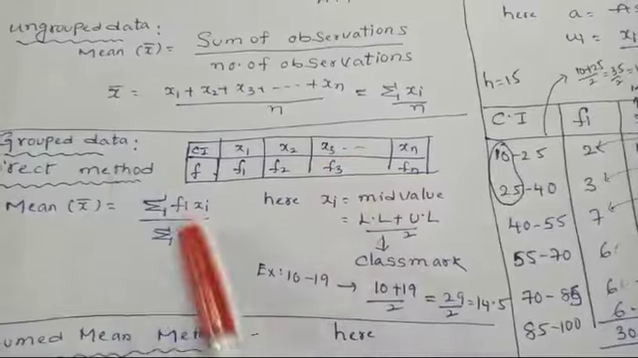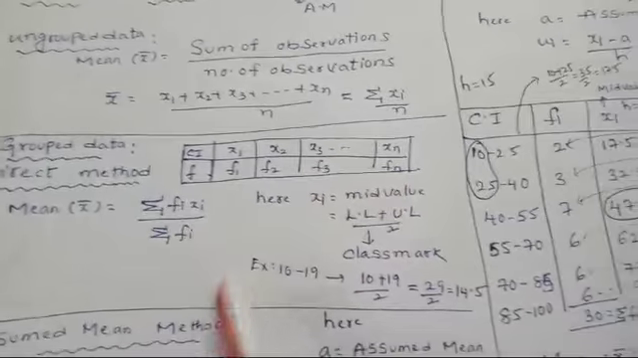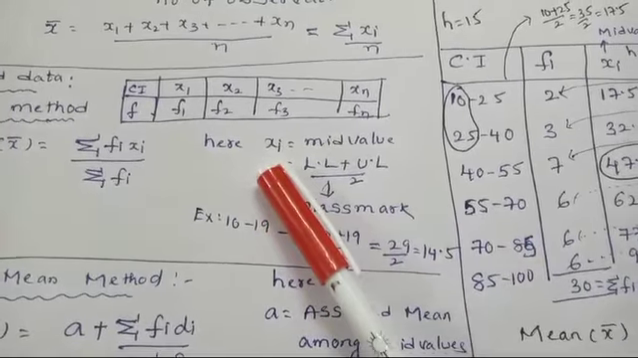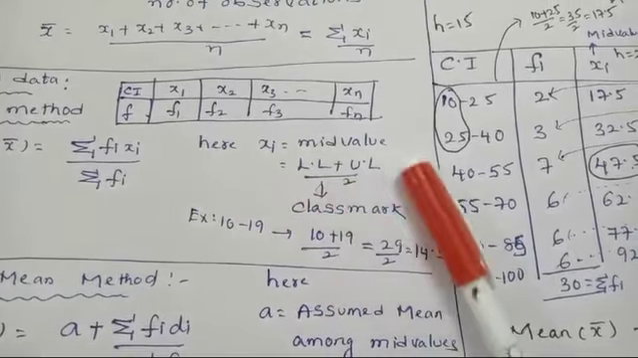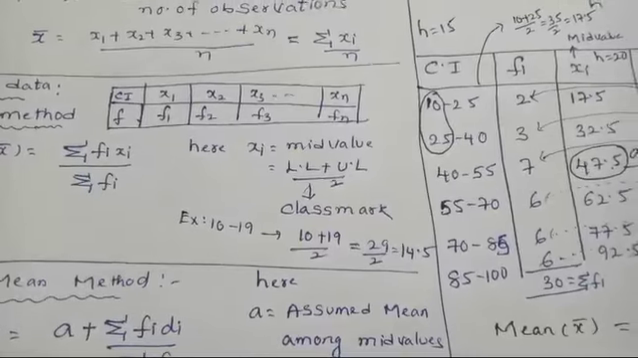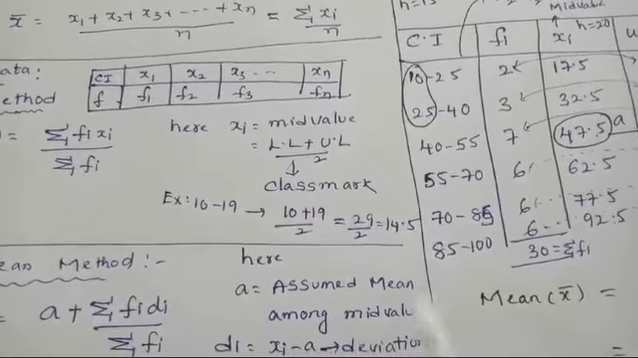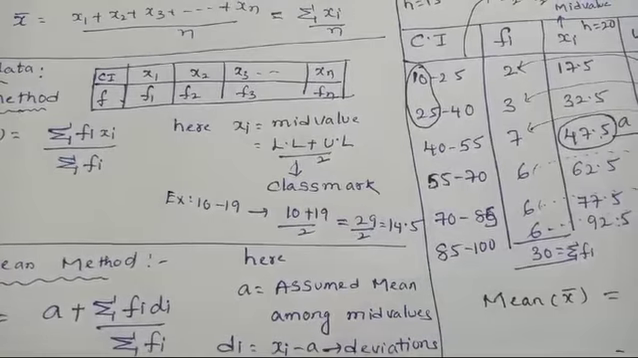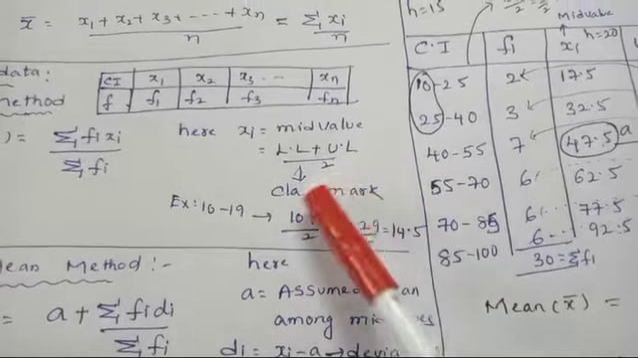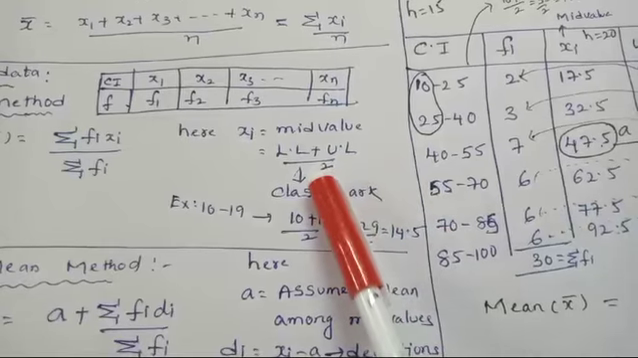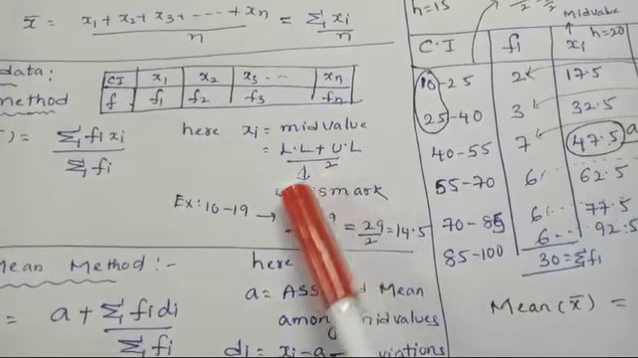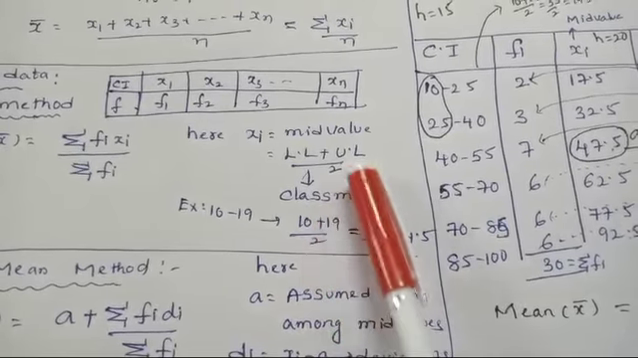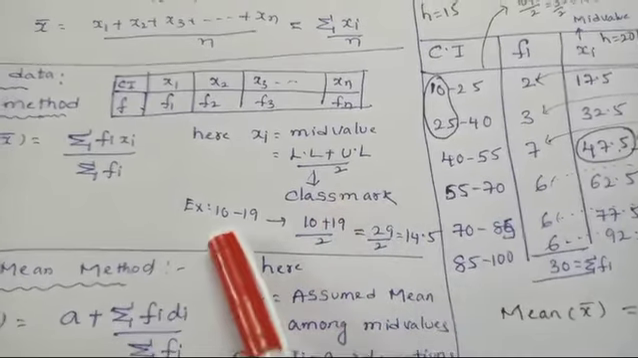In the next video I will explain this direct method in detail. What is xi here? Xi is taken as the mid value. What is the mid value? The average of the lower limit and upper limit is called the mid value. So lower limit plus upper limit divided by 2 is the mid value. Mid value is also called the class mark.